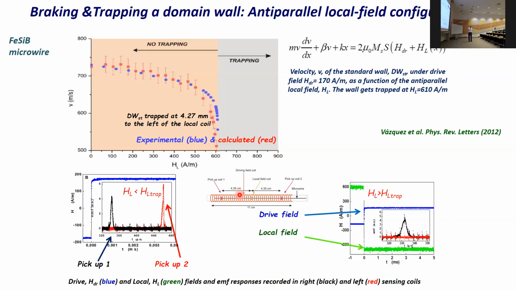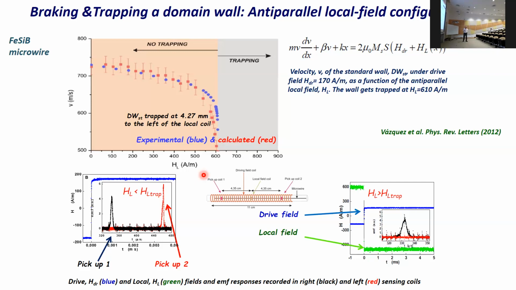Then I'm plotting here the velocity of the propagating wall as a function of the local field in the center of the solenoid for a particular value of the driving field. So for 170 amperes per meter, the field generated by the solenoid, we increase the value of the local field, and we see that the velocity of the domain wall decreases, and finally it is stopped in a particular position. So we can control not only the velocity of this domain wall, but also stop it in a particular position, playing with the different values of the main field and the local field. So this is very important because we have actually a metastable wall. So the wall wants to go to one end of the microwire because it's energetically more favorable.